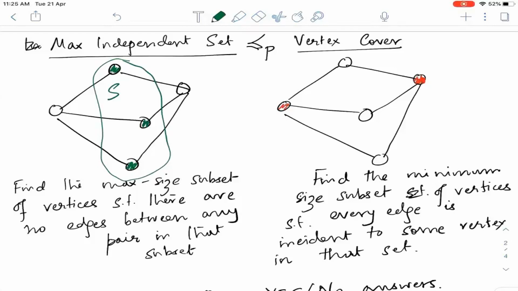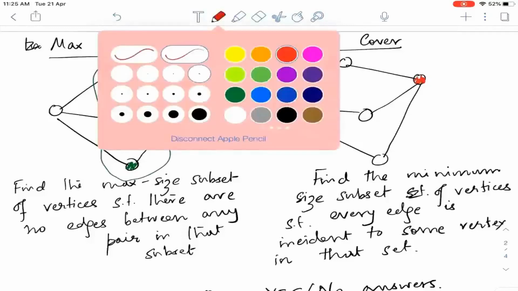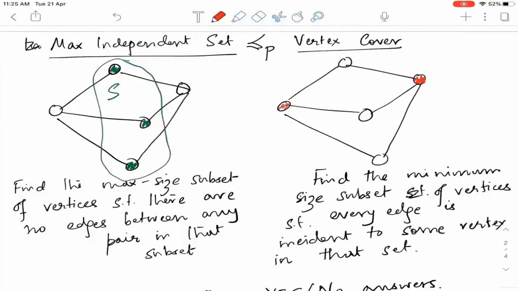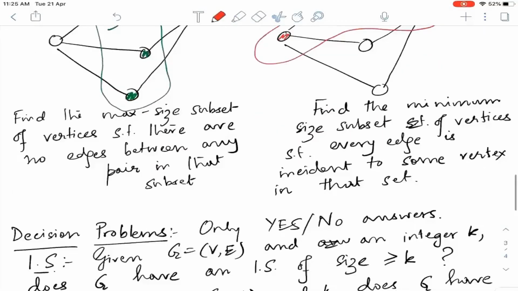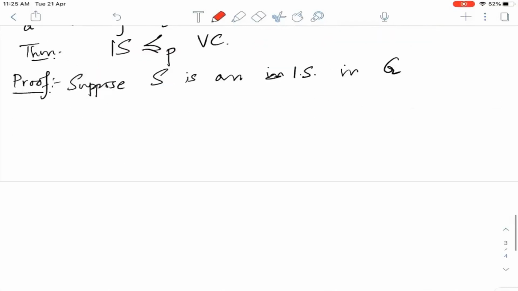Okay, let's at least verify this in this picture. Here S is an independent set, and if I look at the complement of that set, then that is precisely the set that I have marked here, and it turns out to be a vertex cover in this case. But why should this always happen? Let's verify this. Okay, so the proof is as follows.